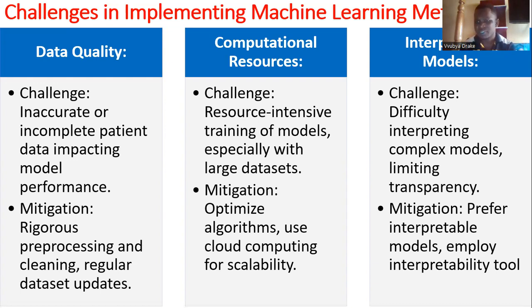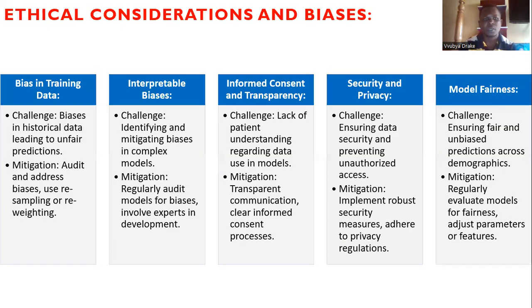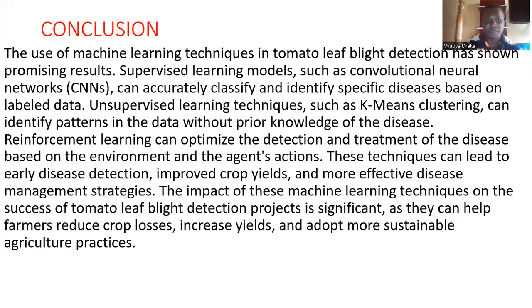Then computational resources: due to poverty, you cannot have the real machines which can help us. The stronger machines can help us. Then all other problems. Then the bias in data. So the ethical biases, we have bias in training data, interpretability biases, informed consent and transparency, then security and privacy. Because of limited time, I have to go through quickly.